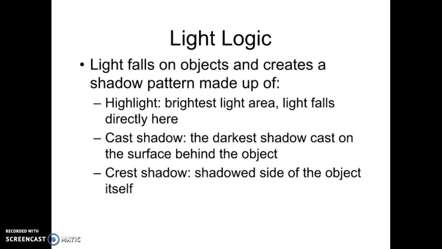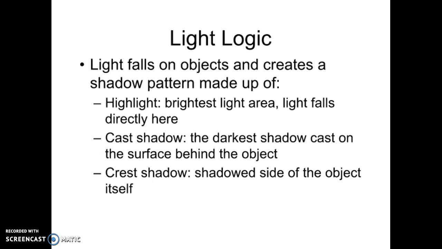So this creates for us some new vocabulary: the highlight, the cast shadow, and the crust shadow. The highlight on any object is the brightest light area, and this can be in one spot or multiple spots depending on the overall form, but it's where the light is hitting the object directly. It will be the lightest area on your drawing.